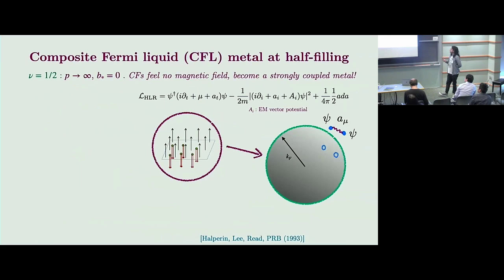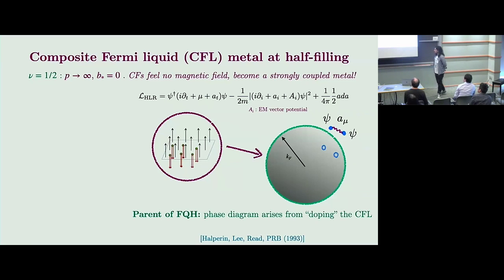And now what happens when fermionic particles don't feel magnetic field? Well, they're going to want to form a Fermi sea, shown here. But as I told you before, they're supposed to be strongly coupled to this gauge field that implements the flux attachment. So there's actually some very strongly coupled non-Fermi liquid state, originally proposed by Halperin, Lee, and Read. And we can think of this state as a parent of fractional quantum Hall, in that the whole phase diagram can sort of be thought of in terms of doping this state. Okay, we just fill Landau levels of composite fermions, get Jain states, and so on.